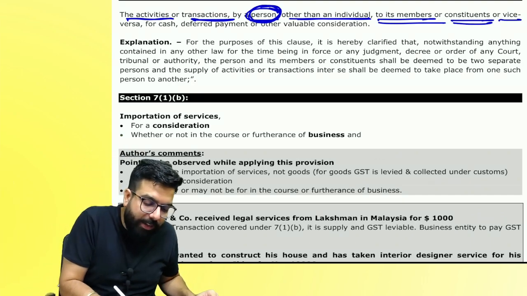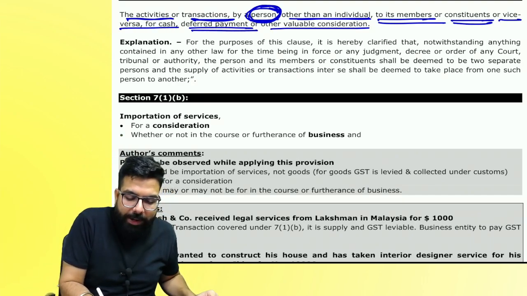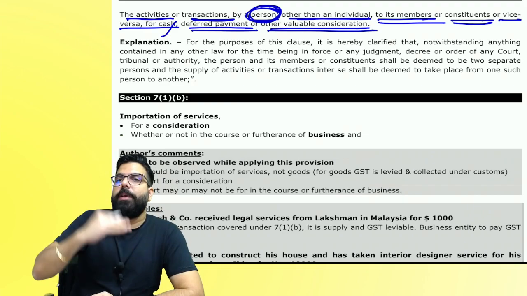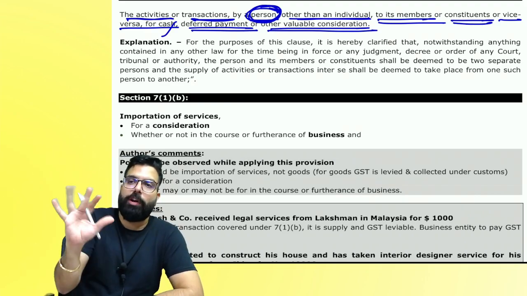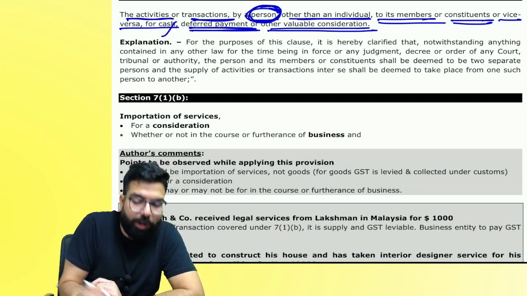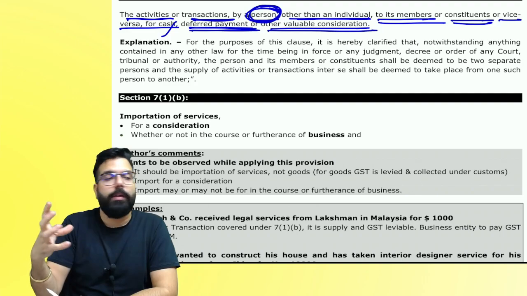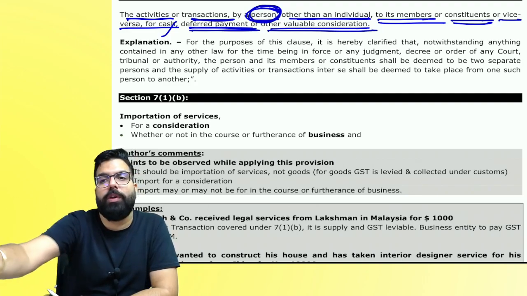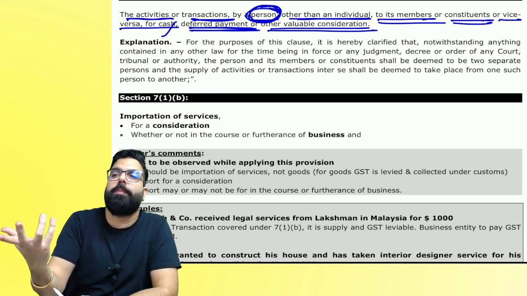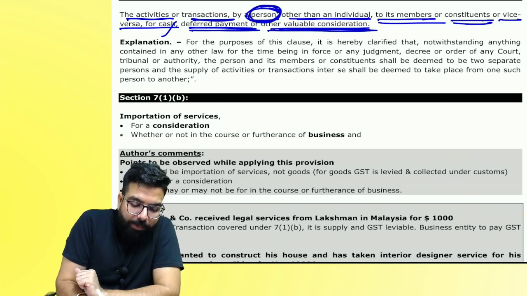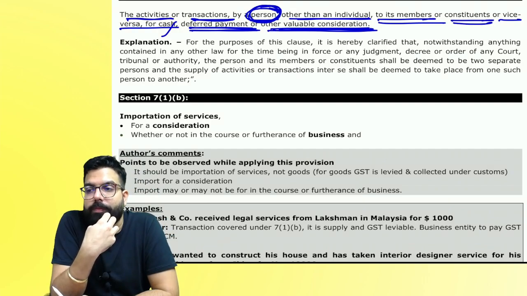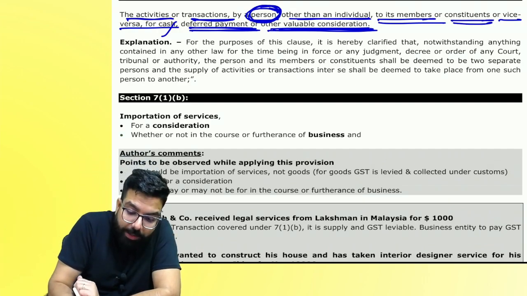Then, or vice versa, for cash or deferred payment or any other valuable consideration. Cash: a club gives services to the member and takes cash. Or the club gives the member a service and takes deferred consideration. Deferred payment means installment, for example, 1,000 rupees every month you give. Installment facility is known as deferred payment. Or any other valuable consideration. What do you mean by any other valuable consideration? Anything in kind. And they are telling vice versa.